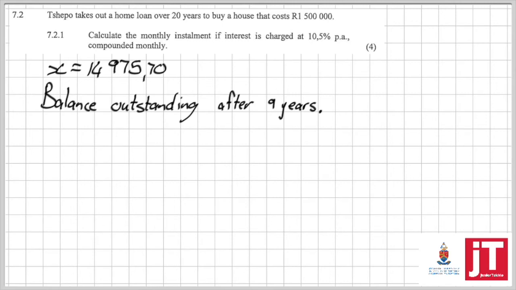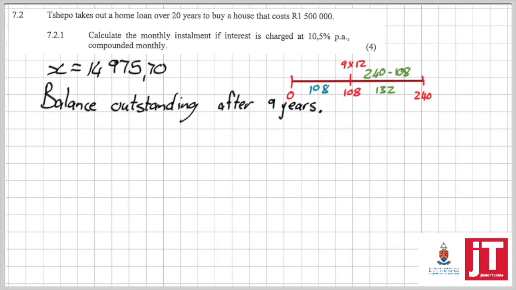So let's quickly have a look at this example. This example I did in the previous video and we calculated X to be 14975.70. And I'm going to look at how much is still outstanding after 9 years. I'm going to start by drawing my timeline and saying I've got two options: the blue, which is working forward, or the green, which is working backwards.